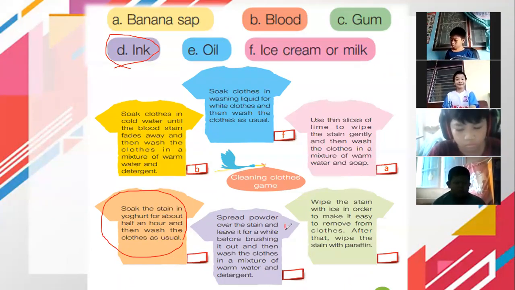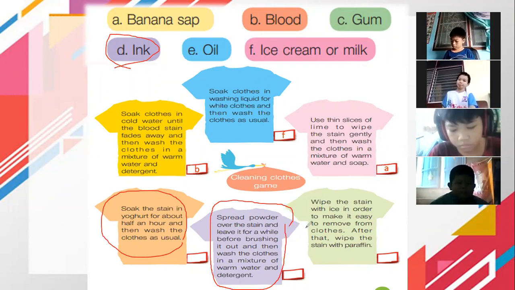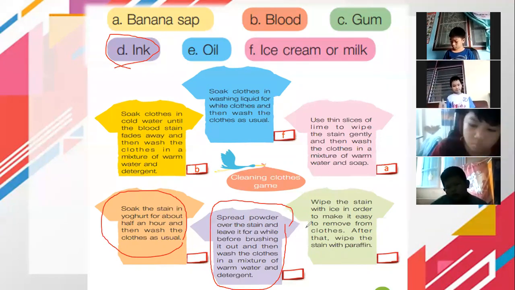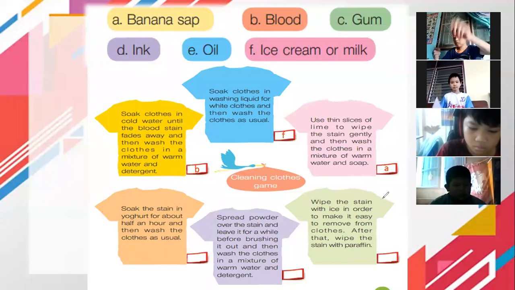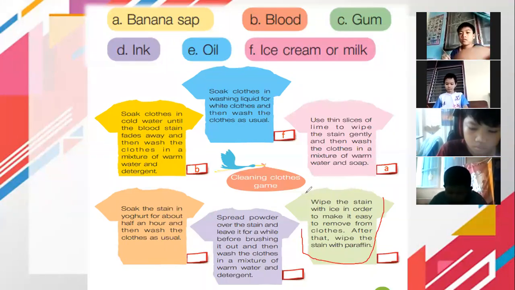Now, how about the purple one? How about this one? Spread powder over the stain and leave it for a while before brushing it out and then wash the clothes. Again, please. Oil. Exactly.